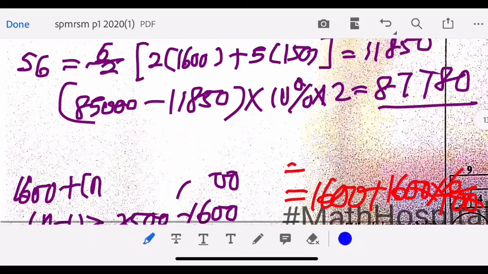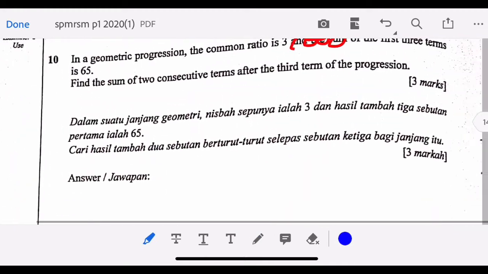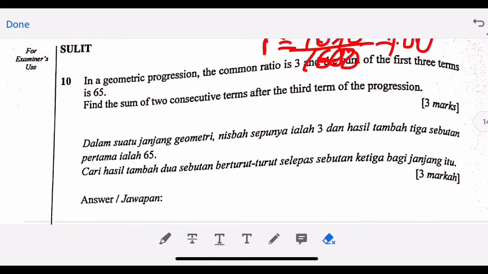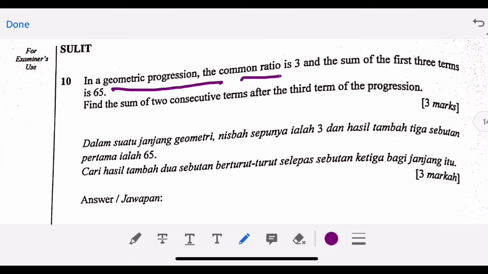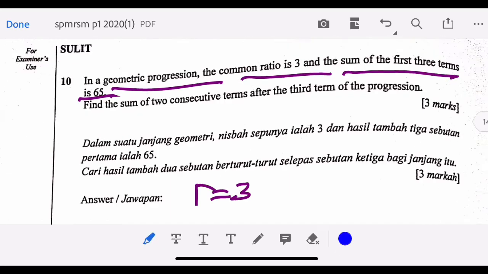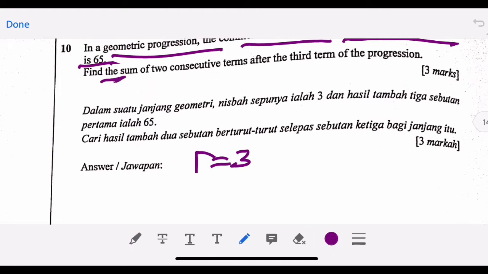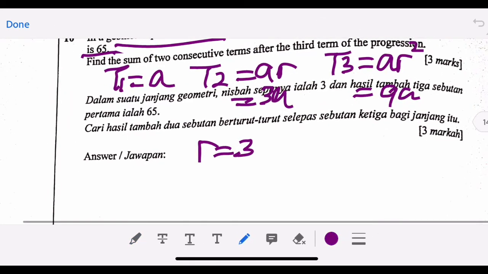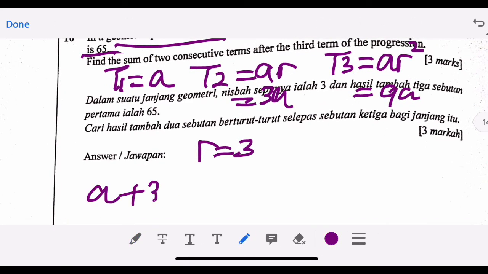So we have completed question number 8 and 9. Let's continue with question number 10. For question number 10, in the geometric progression, the common ratio is 3, r is 3, and the sum of the first 3 terms is 65. So we know the first term T1 is a, T2 is ar, and T3 is ar squared, and r is 3, and here is 9a. So we just add up a plus 3a plus 9a is equal to 65, right?